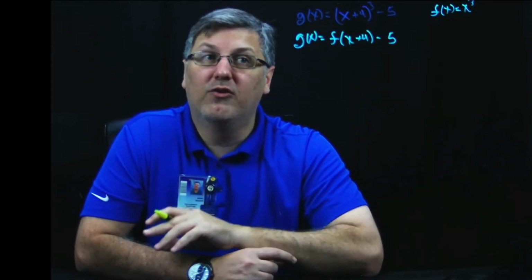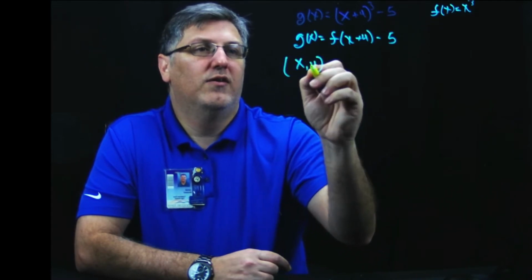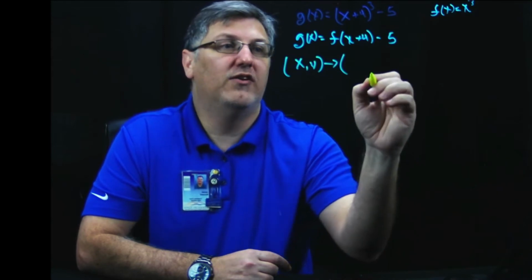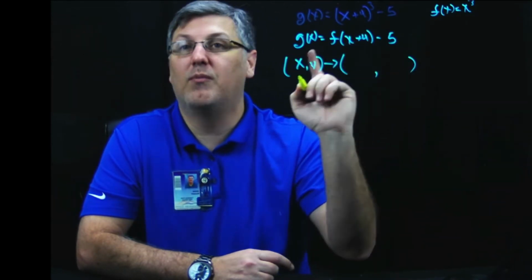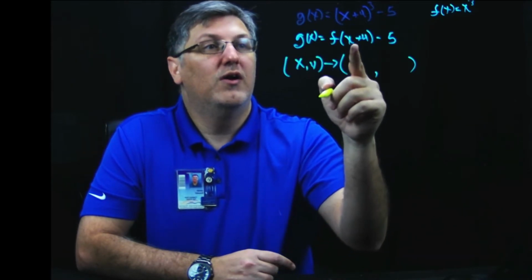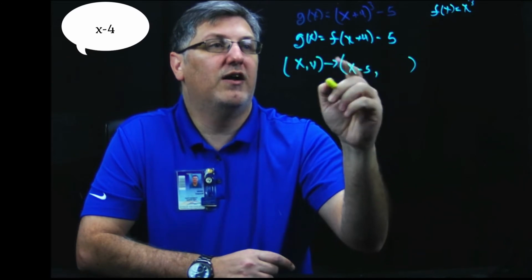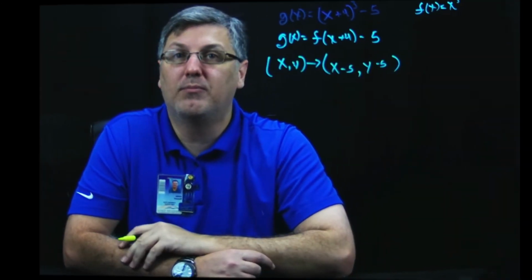Now then I'm going to ask you to write the mapping. Well, our mapping is going to be (x, y), and that's going to map to something. So remember, everything on the outside affects the y's, everything on the inside affects the x's, but it's opposite because my generic is a plus. So I have x plus 4, so I need to do the opposite of plus, so it's x minus 4. And on the outside, I keep it the same, so that becomes y minus 5, and there's my mapping.